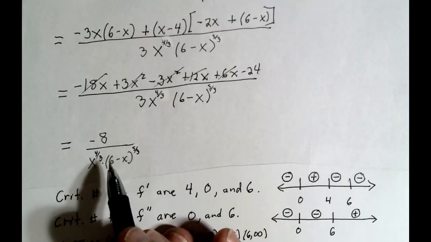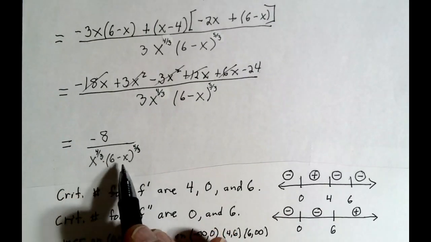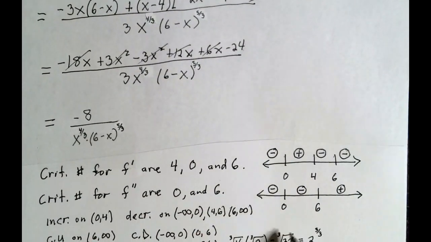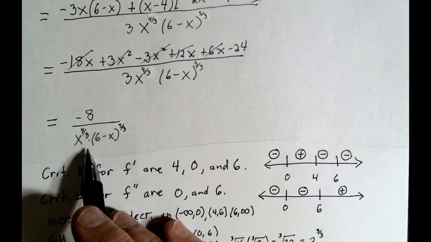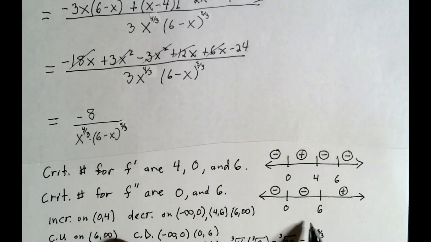The second derivative, when you set it equal to 0, you get 0 and you get 6. Those are your critical numbers. Remember, critical numbers are where it's undefined or equal to 0. Both of these are undefined.